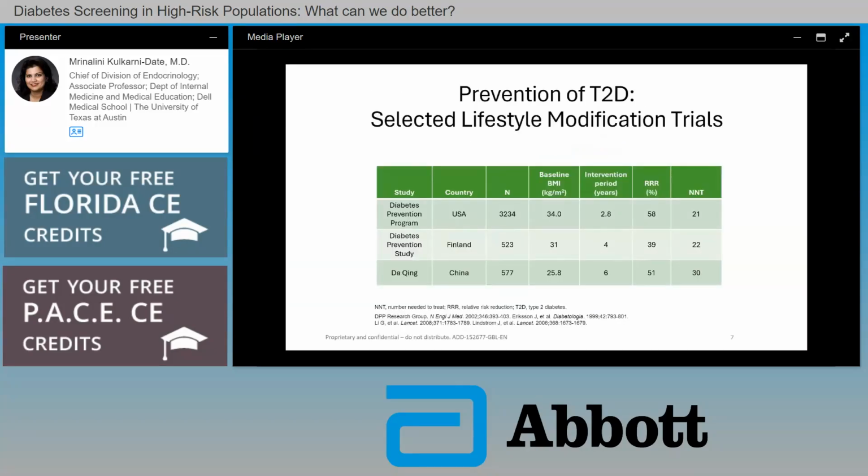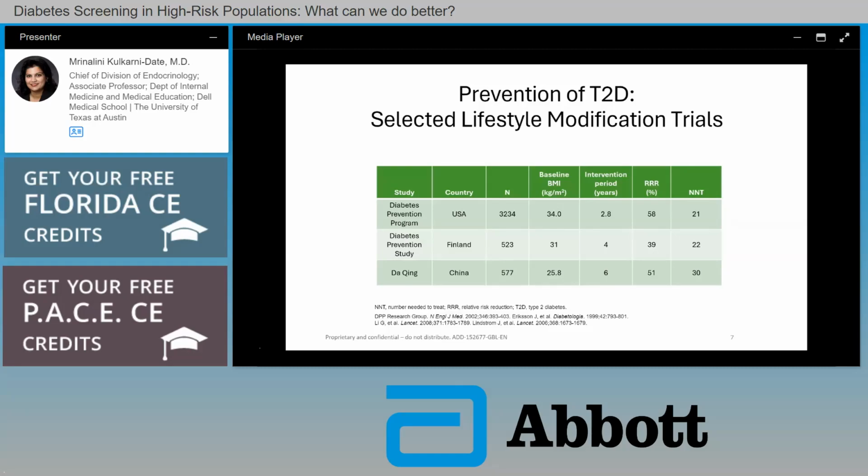These are some other lifestyle modification trials that showed similar effect. So what I want to point out, there's the Diabetes Prevention Program, which was done in the United States at multiple centers. Then you have one that was done in Finland and one that was done in China. And in all of them, you can see that the relative risk reduction was quite significant. And I always look at the number needed to treat. So you needed to instill lifestyle modification in 21 patients, for example, in the DPP trial, to have an effect in one person. So that's pretty remarkable. I mean, that is as good as some drug studies.